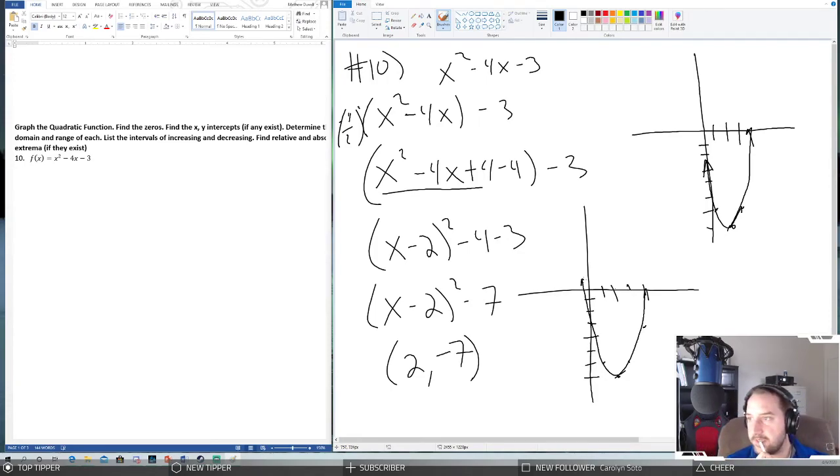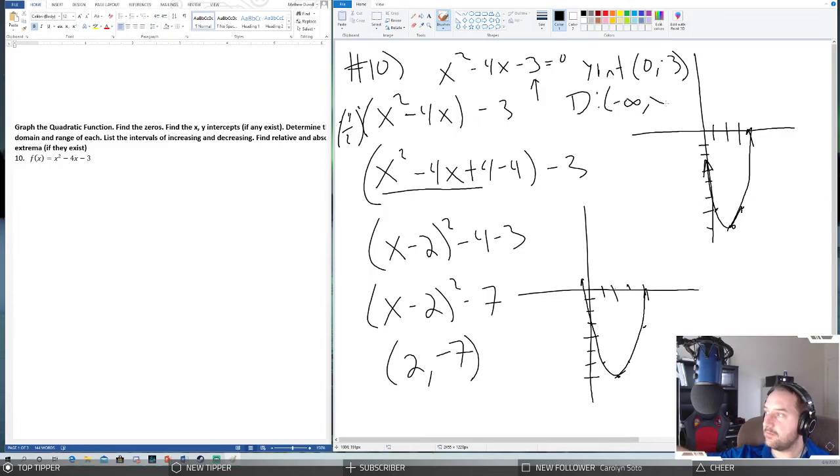Then the rest of the question, it says find the x and y-intercepts. Well, to do that, the y-intercept is negative 3. So that's easy. So y-intercept is 0, negative 3. To find the x-intercepts, you just set it equal to 0. So if you set this equal to 0 and solve, you can find the x-intercepts. My domain is negative infinity to positive infinity. My range starts here at negative 7 and it goes all the way up. So from negative 7 to infinity.